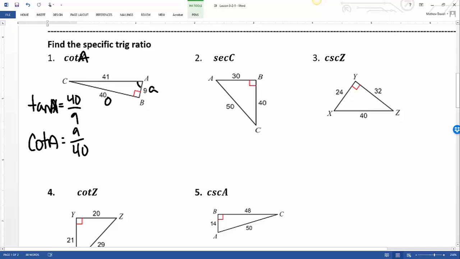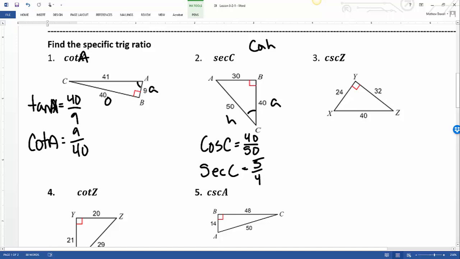The secant of C. So I know that secant relates to cosine. S goes to C, C goes to S. So cosine is, from C, adjacent and hypotenuse. So the cosine of C is adjacent over hypotenuse. So that means the secant of C is the reciprocal. So you want to flip it. And then the 10 cancels out.